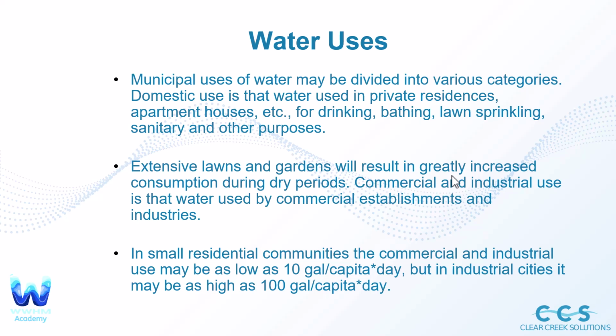In small residential communities, the commercial and industrial use may be as low as 10 gallons per capita per day, but in industrial cities, it may be as high as 100 gallons per capita per day.